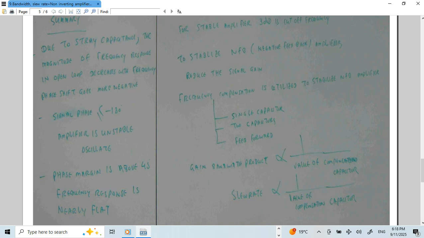The signal phase is less than or equal to minus 180 degrees, so the amplifier is unstable and oscillates. Because of this, if you want to maintain stable operation of the amplifier, the signal phase must be greater than minus 180 degrees. And when the phase margin is 45 degrees, in this case the bandwidth decreases and the settling time increases. So the phase margin is about 45 degrees.